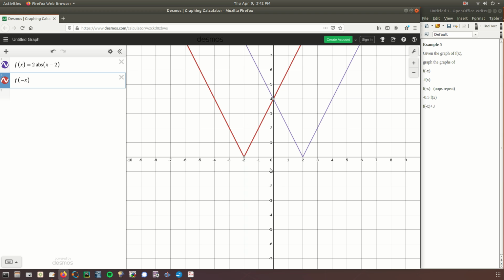Or excuse me, x equals 0 is the vertical line over which we are reflecting here. So this is a horizontal reflection, or a left-right flip, as I somewhat more loosely generally refer to it.